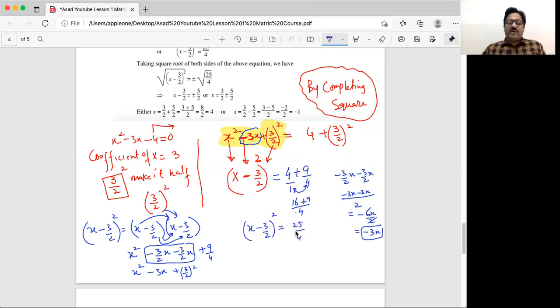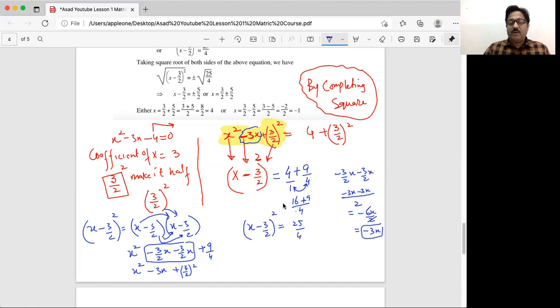Now, ये 25 over 4 आ गया. अब यहाँ पर देखें, हमें x की निकालनी है वैल्यू, सॉल्यूशन चाहिए हमें. So I'm bringing it down.